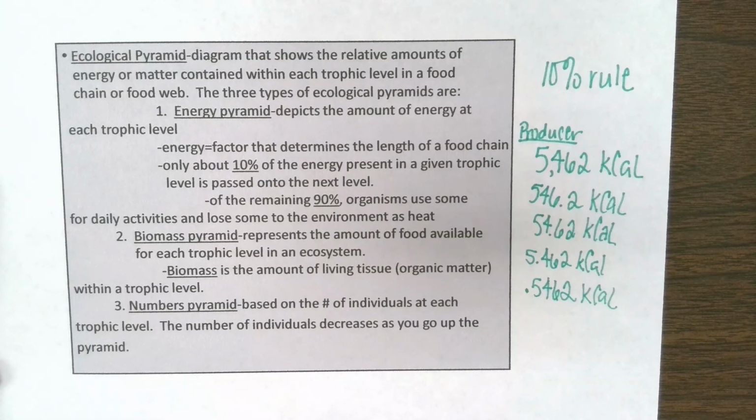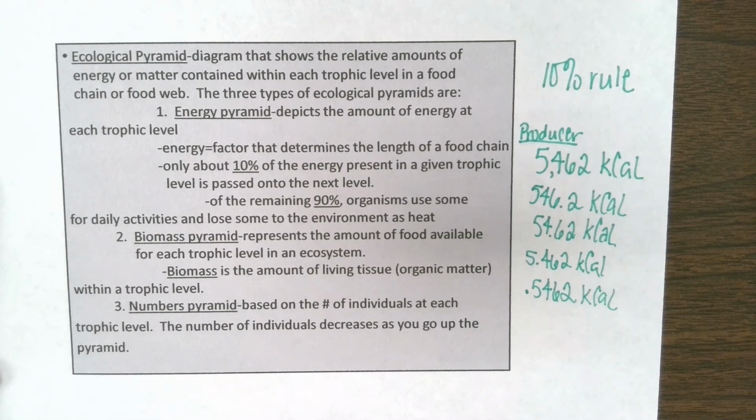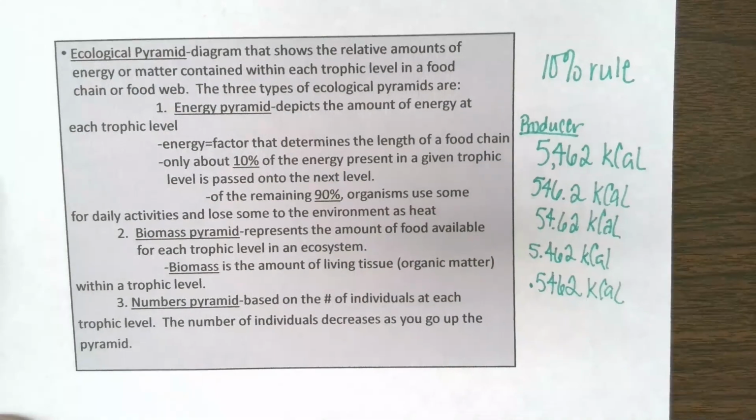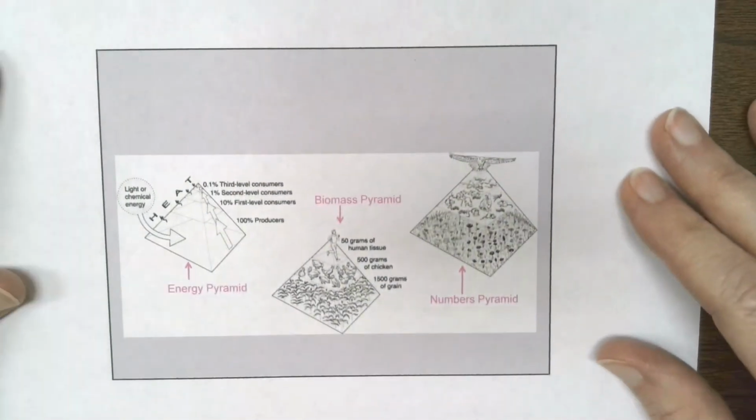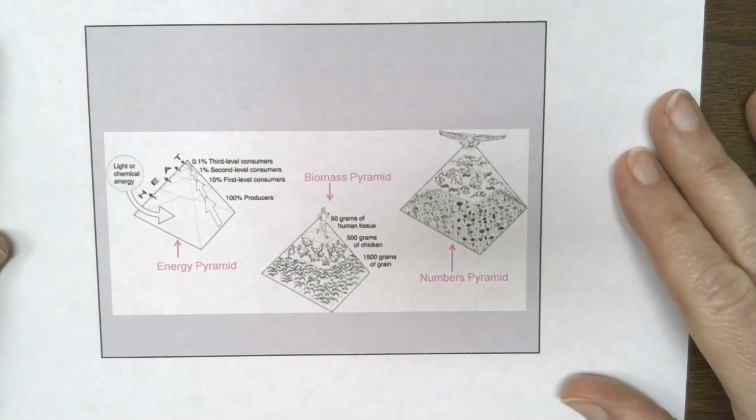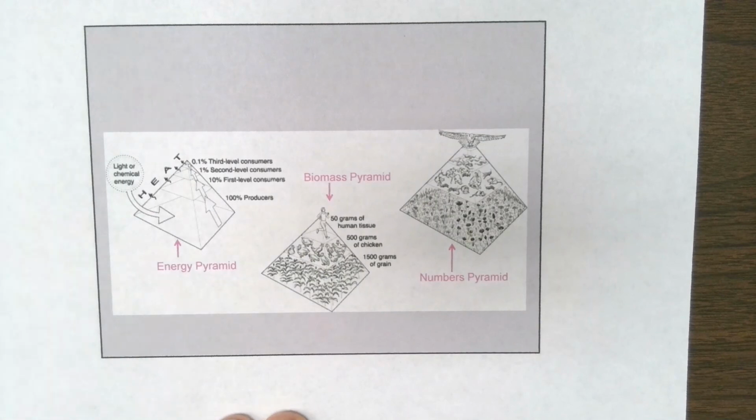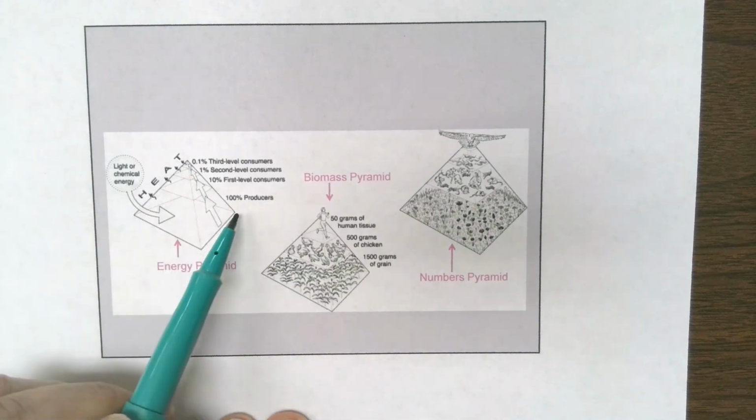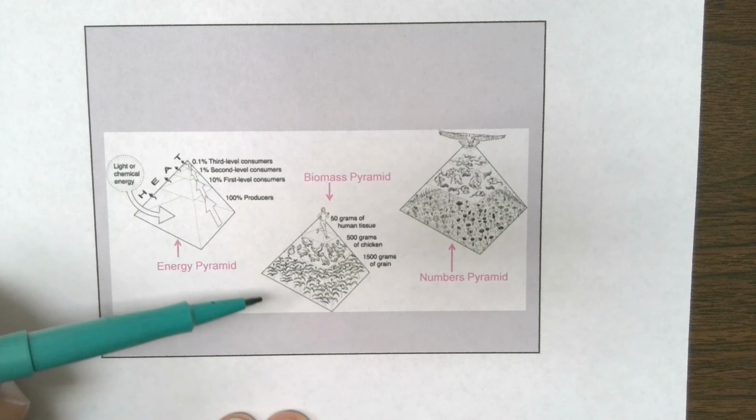It's based on the number of individuals at each trophic level, and the number of individuals is going to decrease as you go up the pyramid. And actually biomass decreases as you go up the pyramid as well. They all do. Okay, so let's look at the pictures. So we've already talked a little bit more in detail about the energy pyramid, but there you've got a nice little graphic of that showing the 10% rule actually starting with the number 100%.